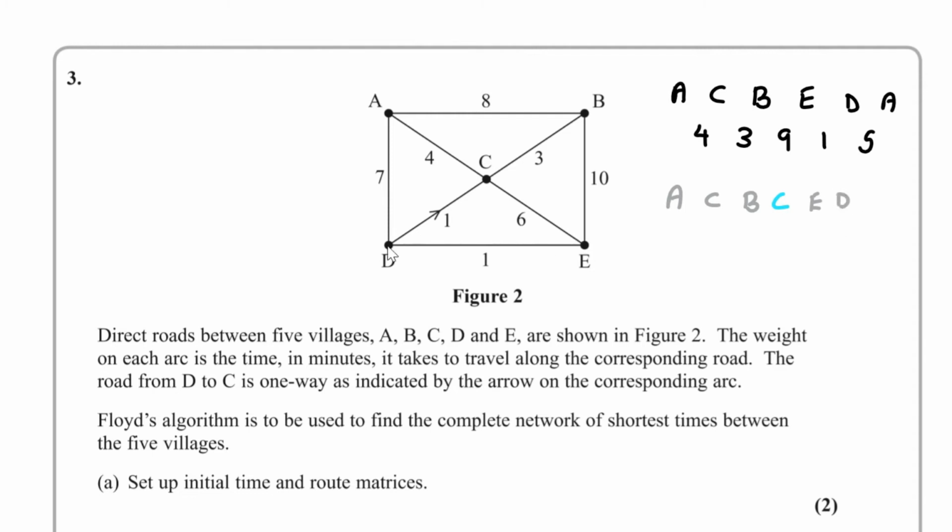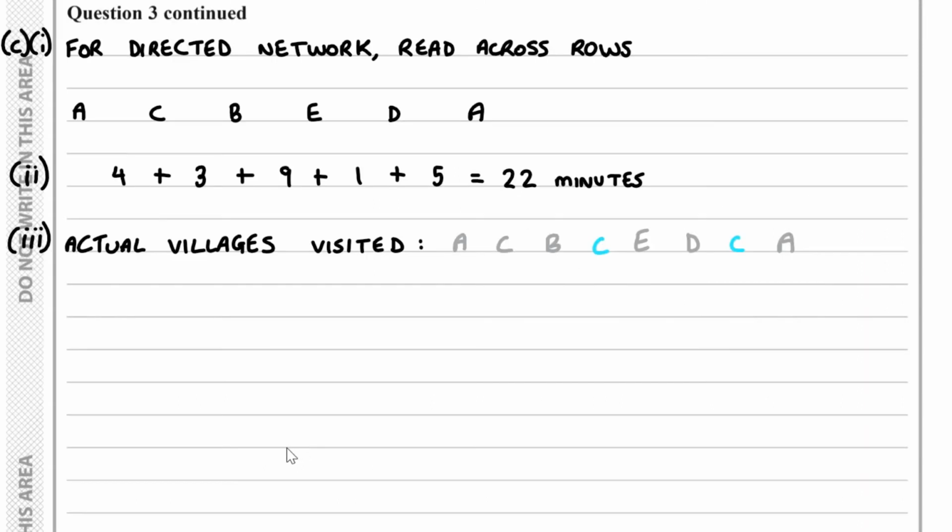So now that we're at E, we want to go to D, so that's 1, that's fine. And now that we're at D, we want to go to A, and that's 5. So we can't just go there directly, we have to go via C. So we have C here, and then we finish off with A. So this is the actual villages visited. So for the actual villages visited, we have A, C, B, C, E, D, C, and A.